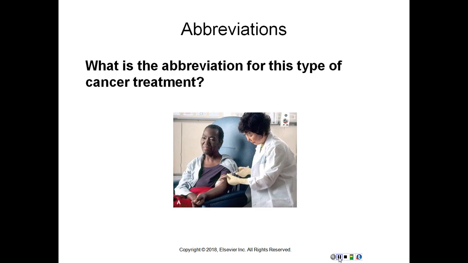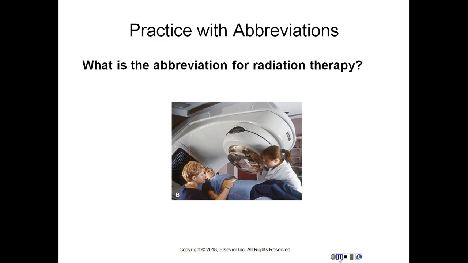So here they're wanting you to identify the abbreviation for this type of cancer treatment. This is a chemotherapy treatment, so the abbreviation would be chemo, all lowercase. Now they want you to identify the abbreviation for radiation therapy. So if you look at your abbreviation table, it should be XRT, all capital letters.